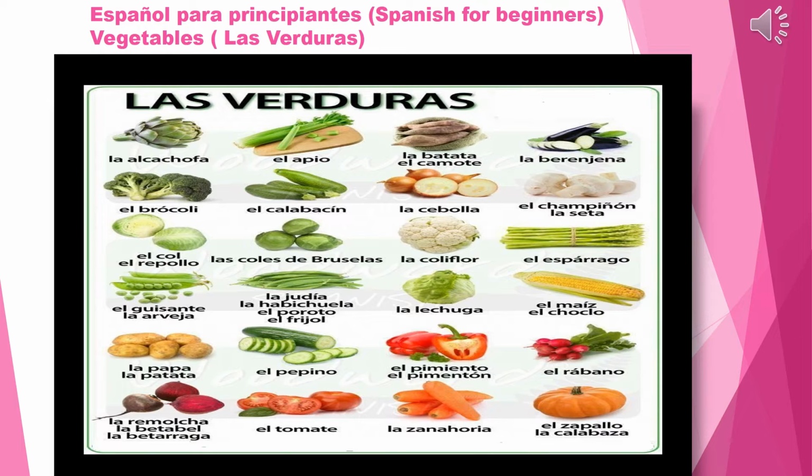La cebolla. So that one we all know in Africa. So la cebolla is onions. La cebolla. El champiñón. So there's a tilde on top of the N. That's why you have to say el champiñón. El champiñón, you can guess, is mushrooms. So you can either say el champiñón or you say la seta.